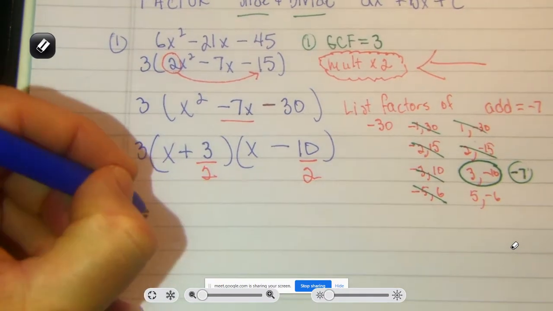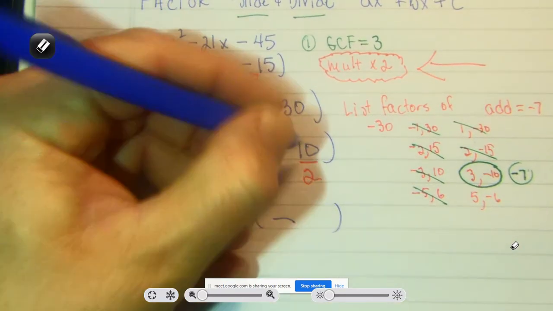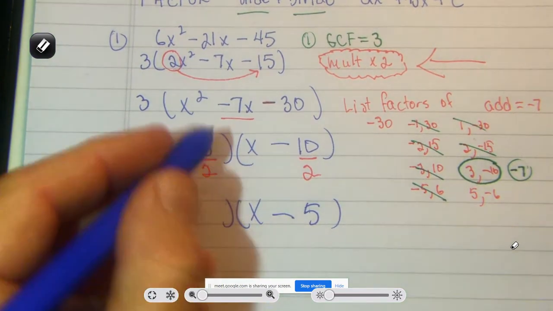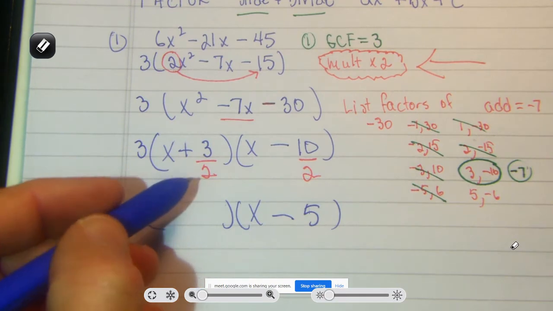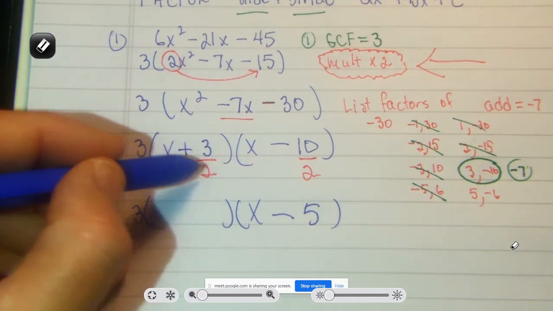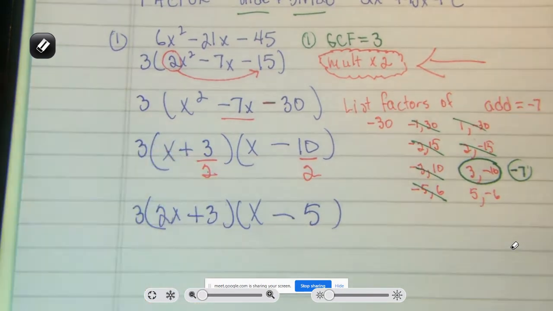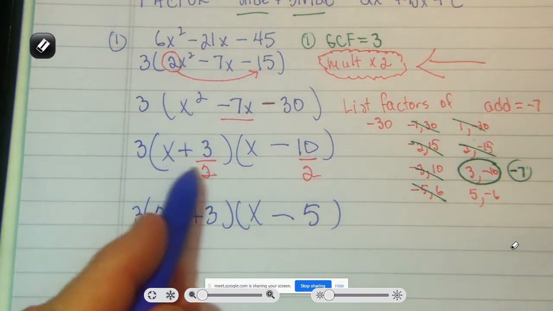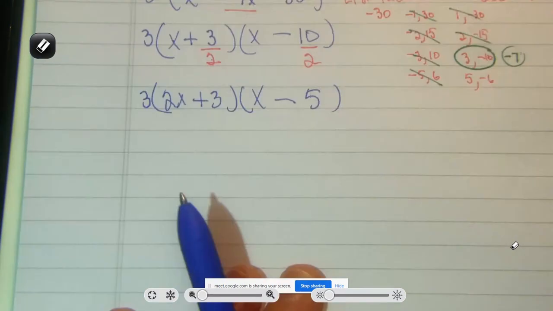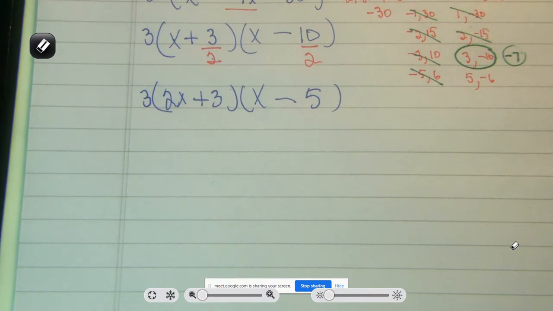Check it out. This will be x minus 10 divided by 2, which is 5. And then I don't want a fraction in there. 3 doesn't divide evenly by 2. But if you go back to the first year, we said if we multiplied by 2, we could get rid of a fraction. So here's what I'm going to do. This 2, I'm going to multiply there. That'll be 2x plus 3. All I did was multiply the x by 2 and the 3 by 2, which I can do. So that's my factorization: 3 times 2x plus 3 times x minus 5.